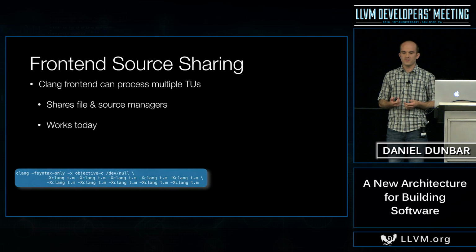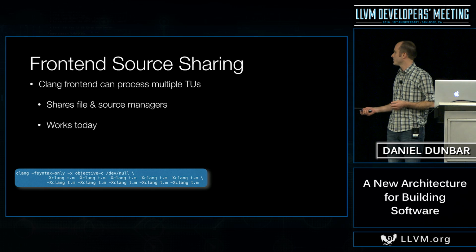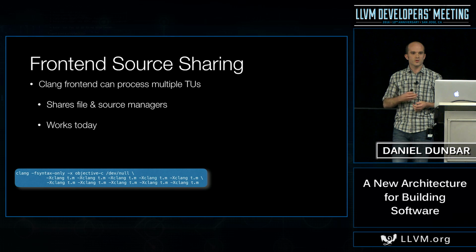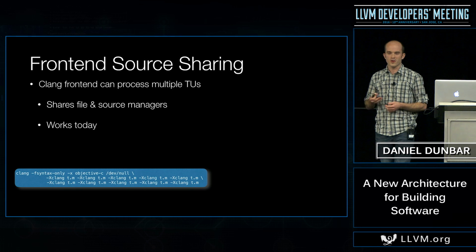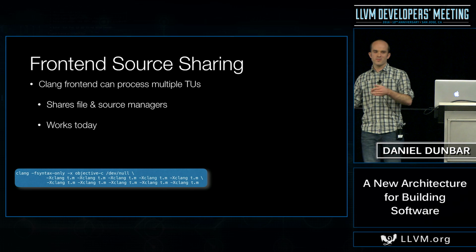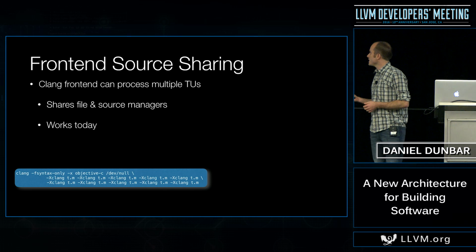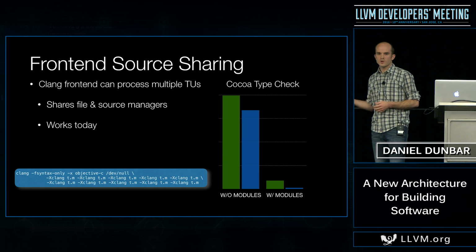This is actually something that works today. You can construct an invocation of Clang where you pass -fsyntax-only to only type check, and you use -Xclang to pass additional arguments down to the front end. So I'm really cheating here. I'm using the driver, but I'm invoking the front end with 10 source files. And if you profile this, this is what you see.